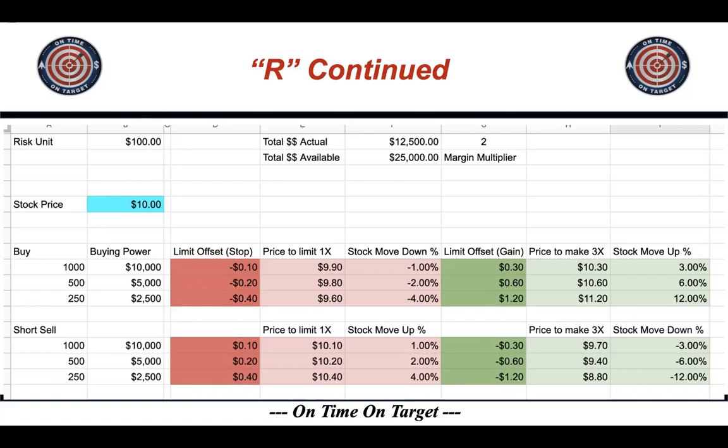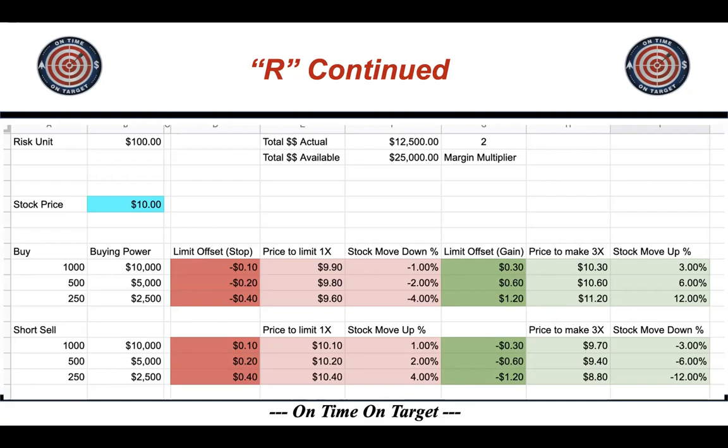And then you have the percentage move, which is also enlightening. If the stock drops a percent, which stocks do on a daily basis, especially one that's in play, that's the margin you have to the downside before you get stopped out. So you may or may not want it at 1%. That's what it gives you, all the math you need there. And this is before you ever enter the trade. This is while you're thinking about entering the trade.